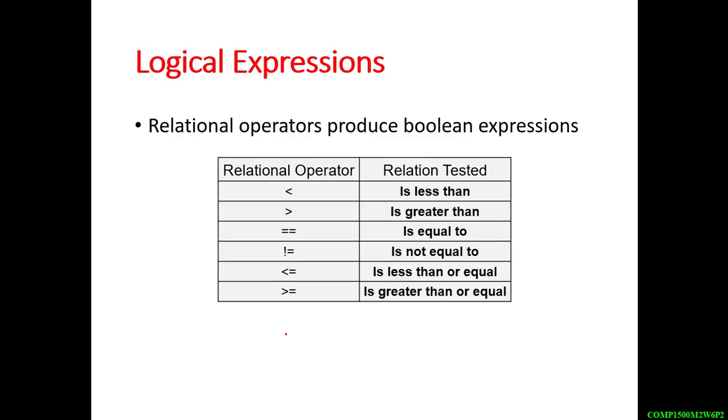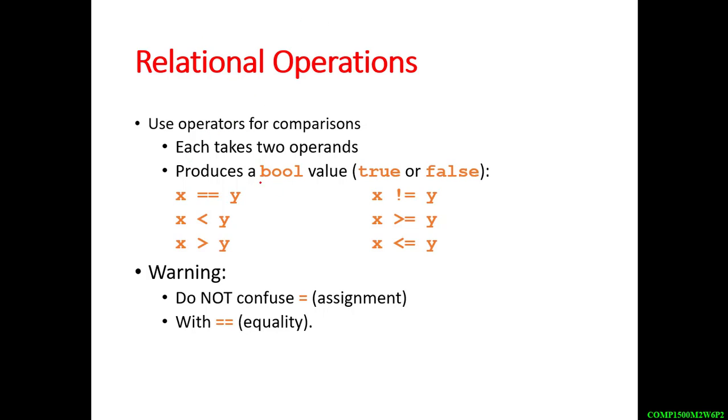Then we have the relational operators. These operators are questions: is less than, is greater than, is equal to, is not equal to, is less than or equal to, is greater than or equal to. These questions will have one of two answers, either true or false, either 1 or 0, either yes or no. So if I say x, this expression means: is x equal to y, is x less than y, is x greater than y, is x not equal to y, is x greater than or equal to y, is x less than or equal to y, and our answer will be either true or false.